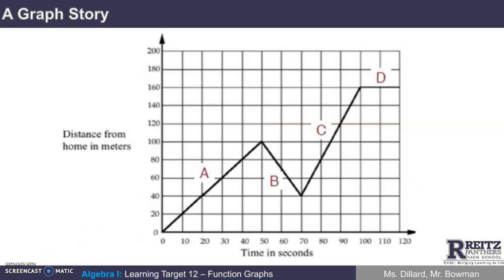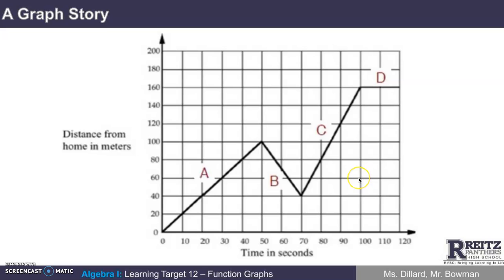So here's the scenario we want you to take a look at. We have a function graph. On the horizontal axis, the independent variable is time in seconds. On the vertical axis, the dependent variable is distance from home in meters. This is an object, maybe it's a person, it's not even specific from the scenario given, that has a distance from home that is changing at various times.